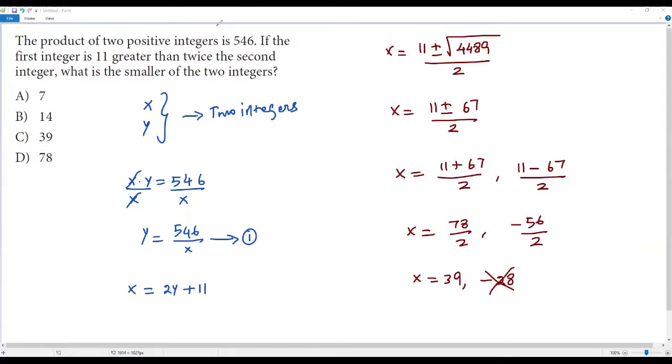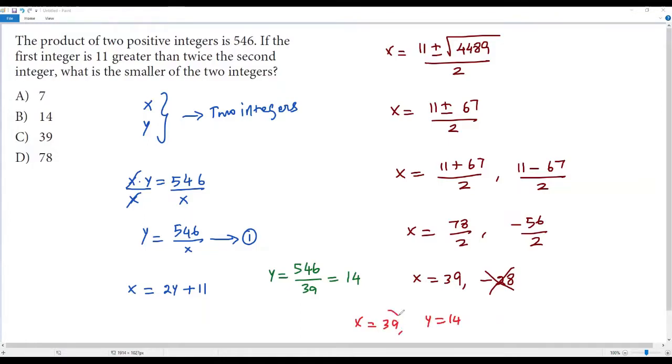Okay, to get the value of the second integer, what I need to do is plug in x equals 39 into the first equation over here so that I can get the value of y that represents the second integer. So to get the value of y, I have to plug in x equals 39 over here, 546 over 39. When I divide 546 by 39, I am getting 14. So I got x equals 39 and y equals 14.